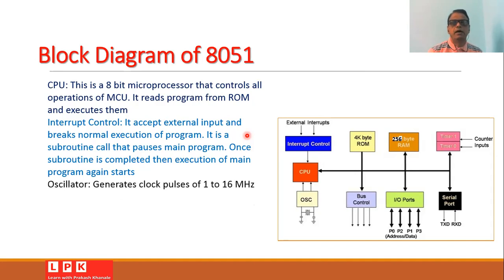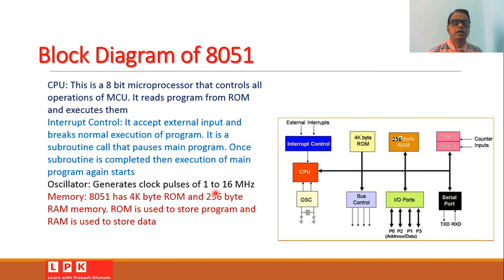It has an oscillator, and this oscillator can generate the clock pulses, the frequency of which can be in the range of 1 to 16 megahertz. It has a memory where there is 4 kilobytes of memory that is called a read-only memory. That is, once the program is fed, it will be stored permanently there and you cannot modify it. And it also has a RAM of 256 bytes. So ROM is used to store the program, while the RAM is used to store the data.